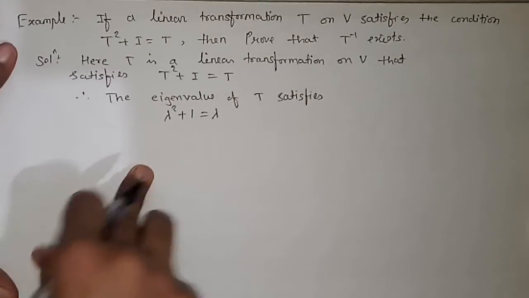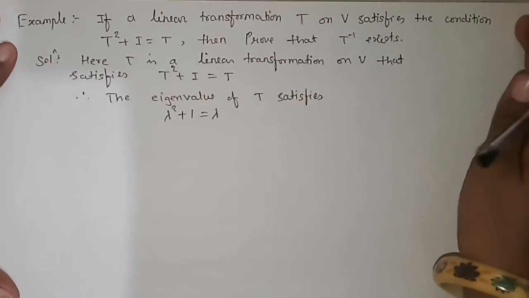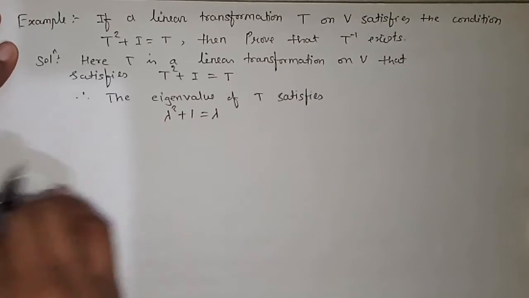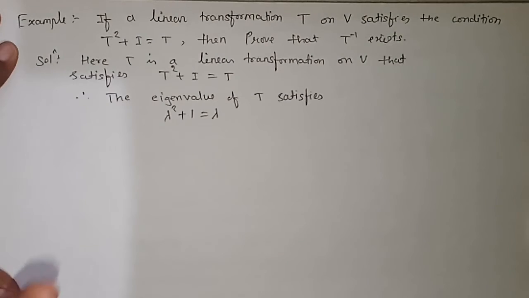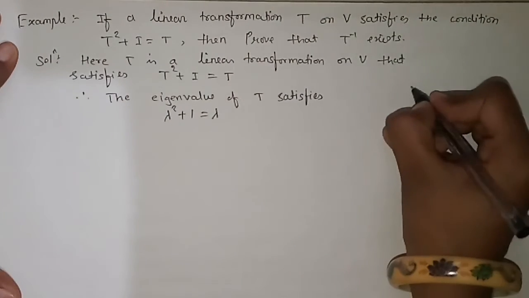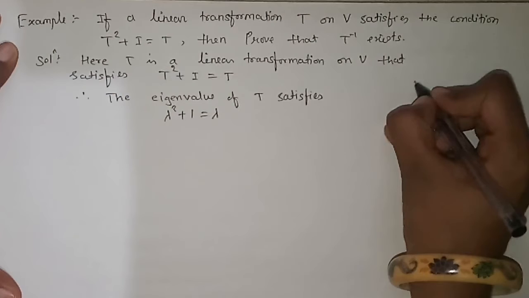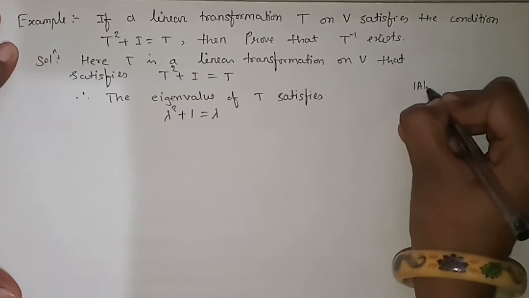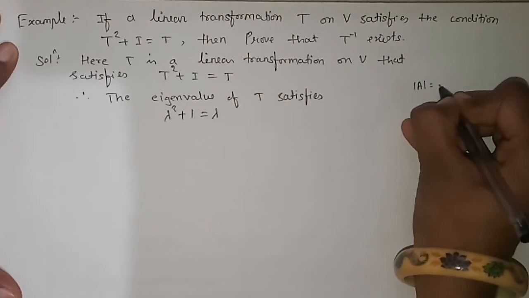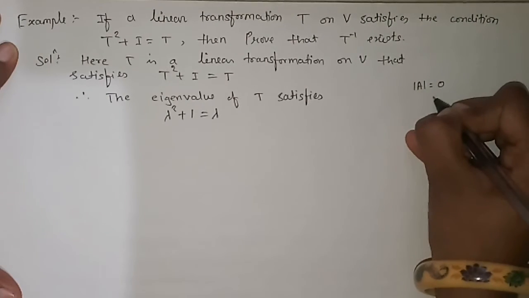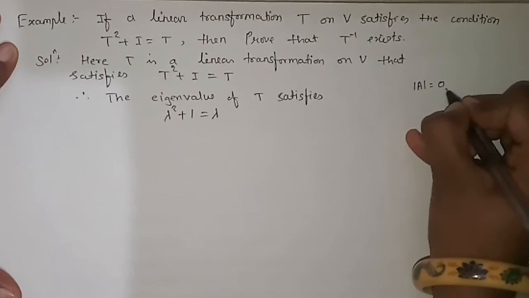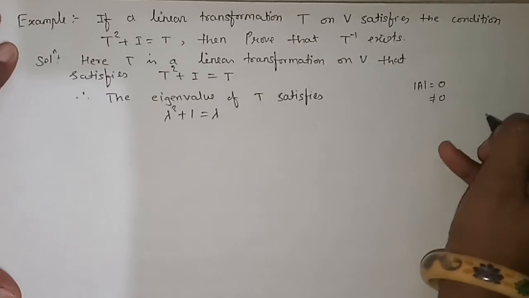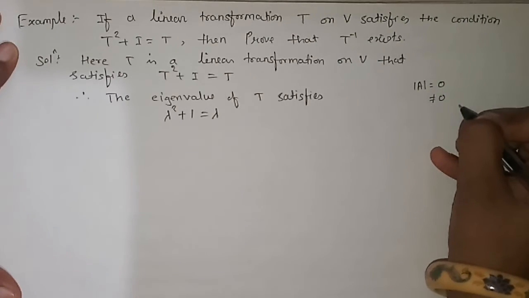Now when can I say that T inverse exists or when it does not exist? If I am getting lambda as 0, then I can easily say that T inverse does not exist. Why can I say this? Because suppose I am talking about a matrix. A is my matrix, and I have to find its determinant. If I am getting determinant of A equal to 0, then we can say that the inverse does not exist. If the determinant of A is not 0, then we say that A has its inverse.